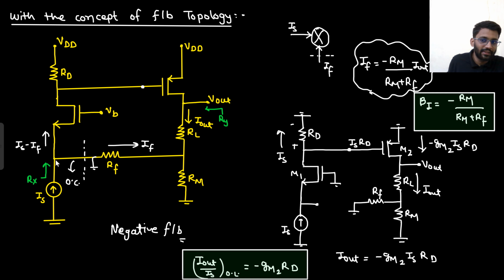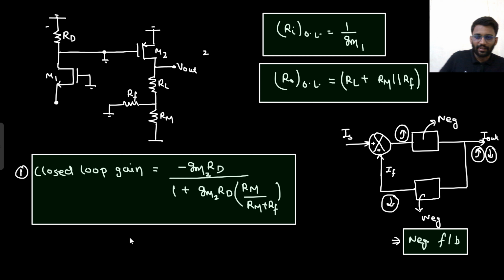We took this node to be grounded. Why so? Why are we taking this node to be grounded? Because we know that Vs will be very low. So that assumption I have already written. So I am taking Vs to be very low. That's why the feedback current is Rm upon Rm plus Rf into I out, and the negative sign is certainly there. Right? Okay, well and good.